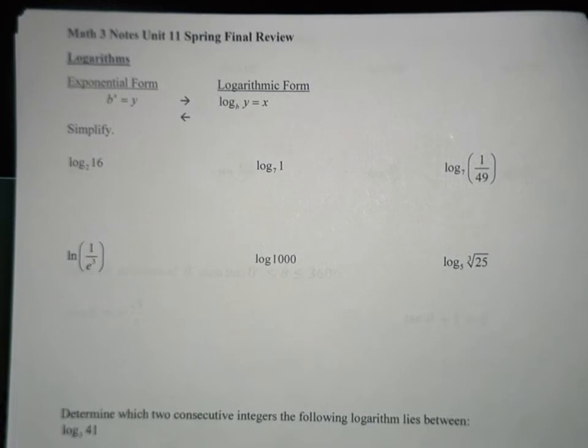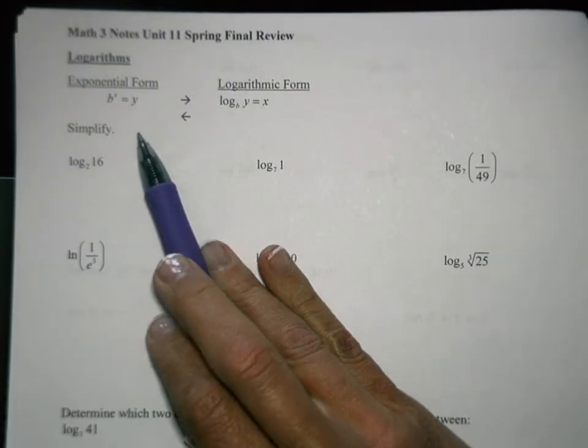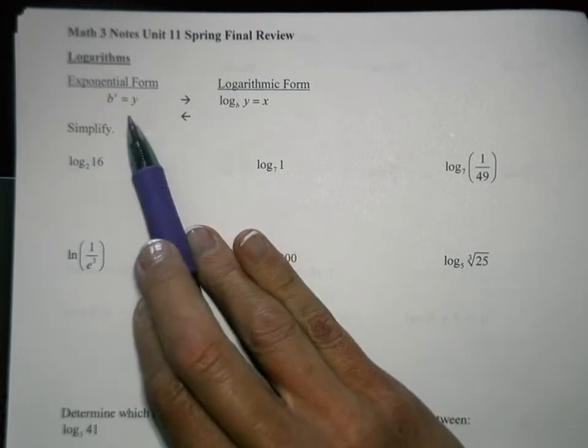Math 3, Unit 11, Spring Final Review. Unit 11 is over logarithms. So remember, throughout the logarithm unit, we were switching between exponential form and logarithmic form.